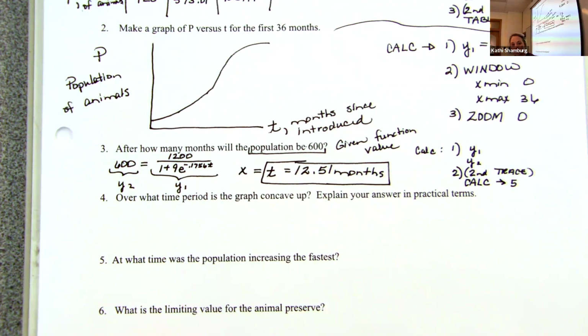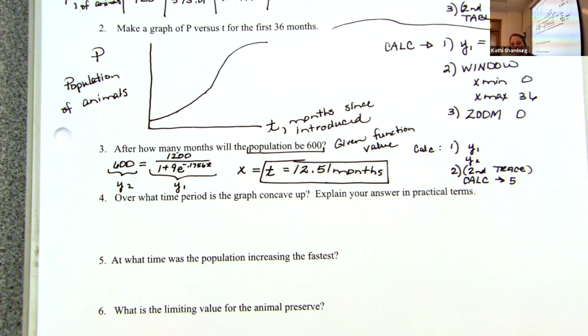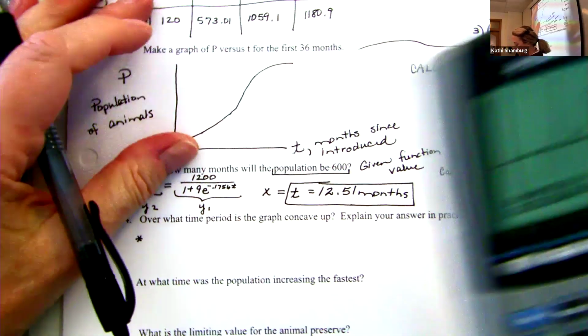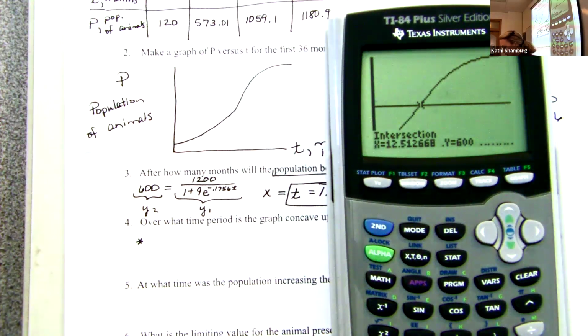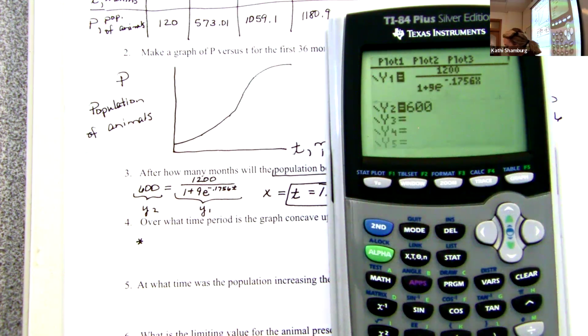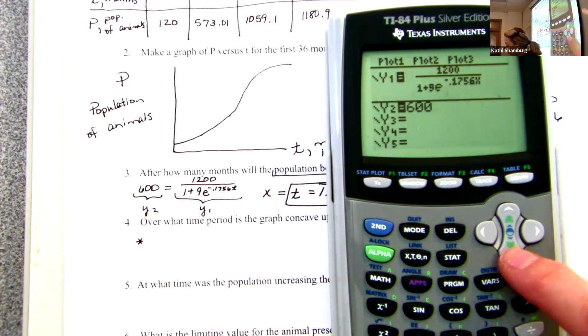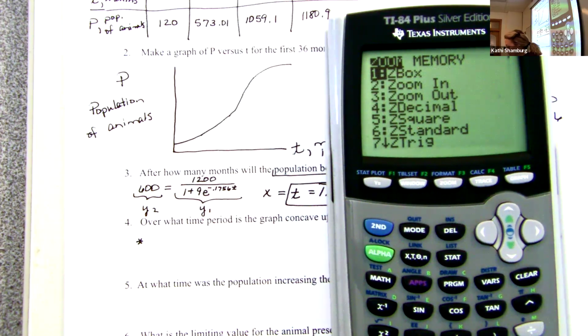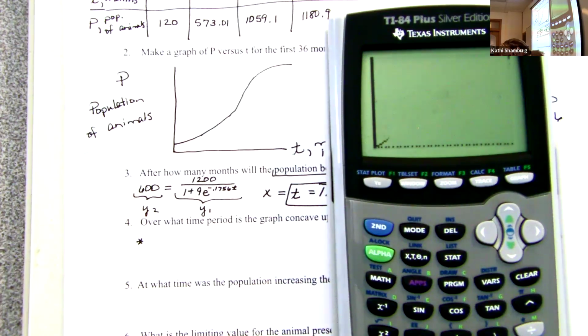Okay, over what time period is the graph concave up? Okay, so go back to, we don't need the horizontal. So I'm going to go back to y equal, and I'm going to get rid of the 600 equation. And then I'm going to do zoom 0 and get back to my equation.